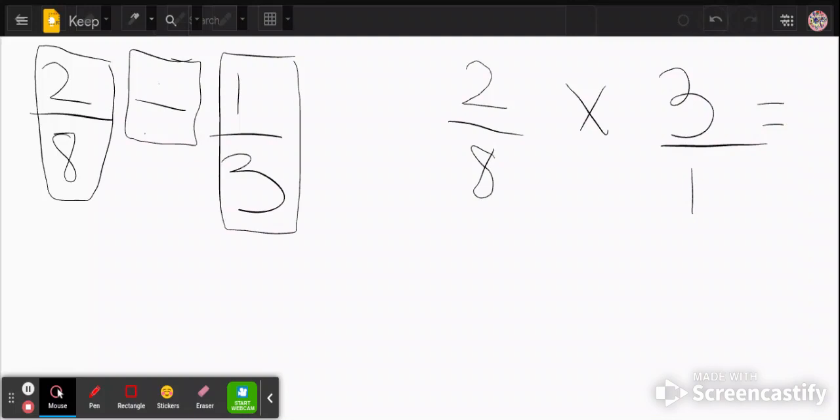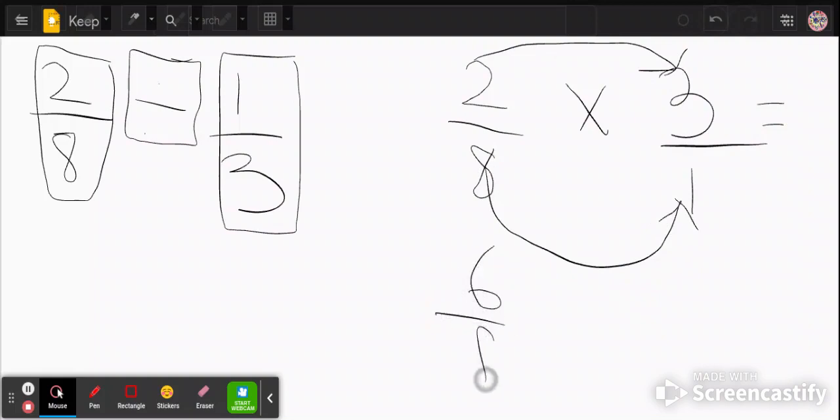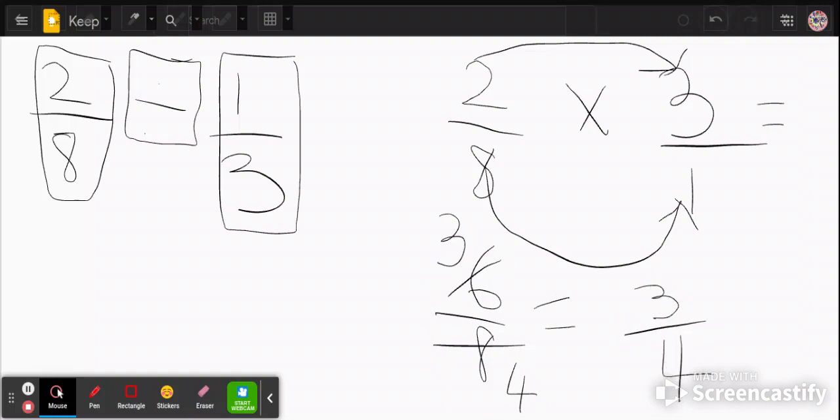So when we're multiplying, we go from numerator to numerator and from denominator to denominator. So 2 times 3 is 6, 8 times 1 is 8. So 6 over 8 is our answer, right? And we can simplify it. We can break them down by using 2. So 2 into 6 goes 3 times. 2 into 8 goes 4 times. So therefore, we can rewrite it as 3/4.